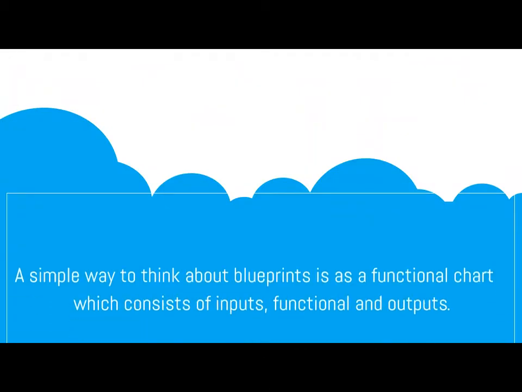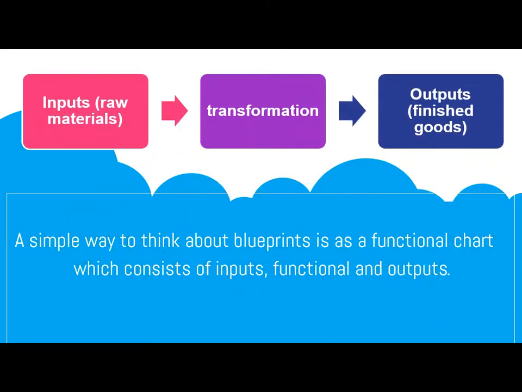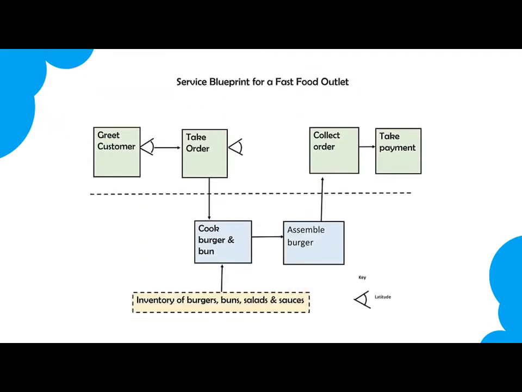A simple way to think about blueprints is a functional chart which consists of inputs, transformation processes, that is functional processes, and outputs that can be finished goods.